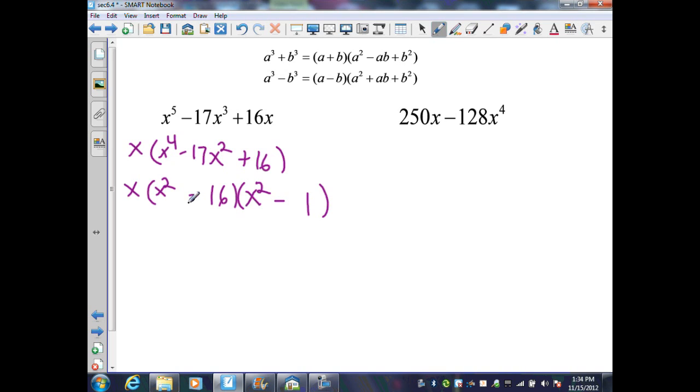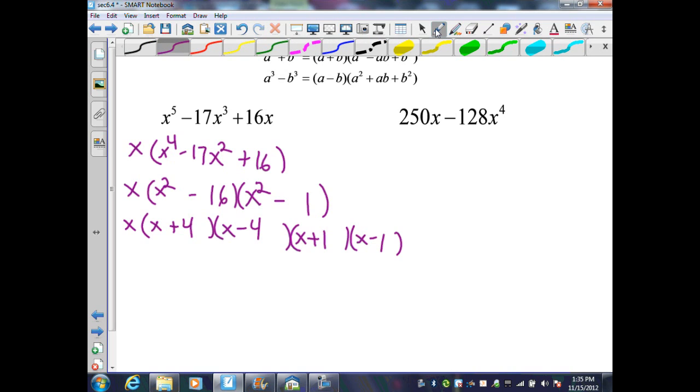Now I realize that each binomial is a difference of squares. So I'm going to bring down my x and break the first binomial into two sets of parentheses, which would be x plus 4 and x minus 4. And then my last binomial would be broken into two sets of parentheses, which would be x plus 1 and x minus 1. Remember, we just have to factor completely, starting with looking at the GCF, and then looking for any other patterns that we have, be it sums or differences of cubes or difference of squares. Let's take a look at our next example.